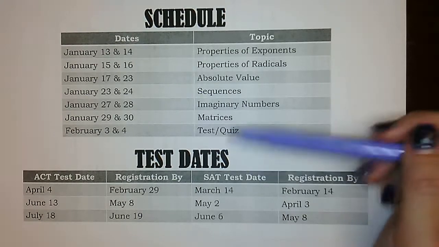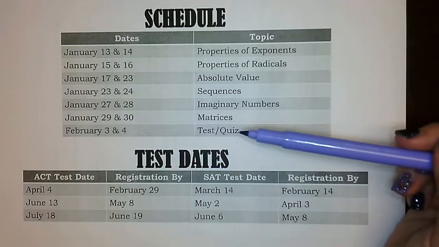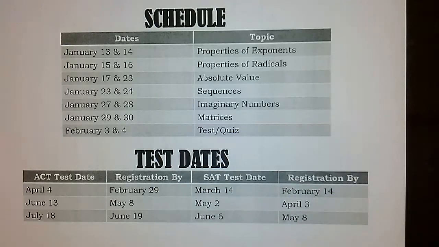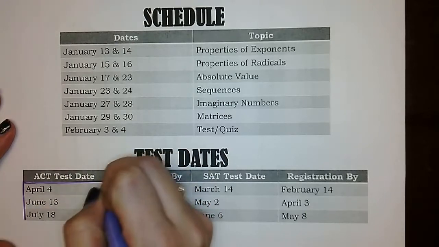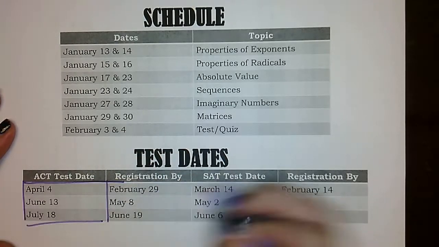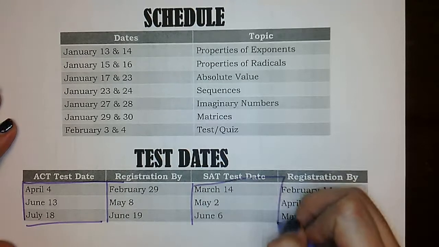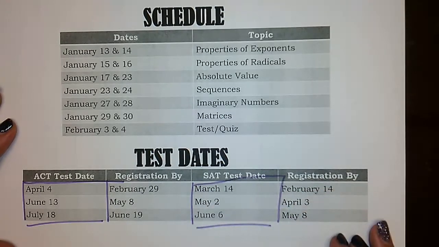And then we're going to do a quiz or test February 3rd and 4th. These are test dates for the ACT and SAT. So these are test dates that you guys need to be thinking about registering for, and these are the registration dates. So please go ahead and start thinking about when you're going to take them.